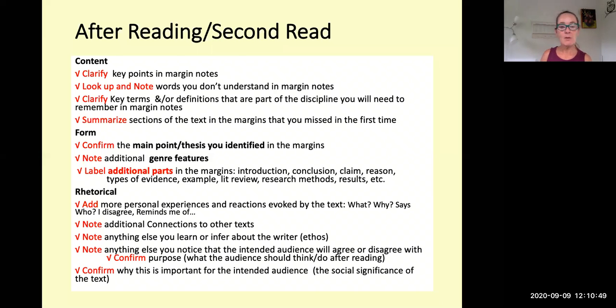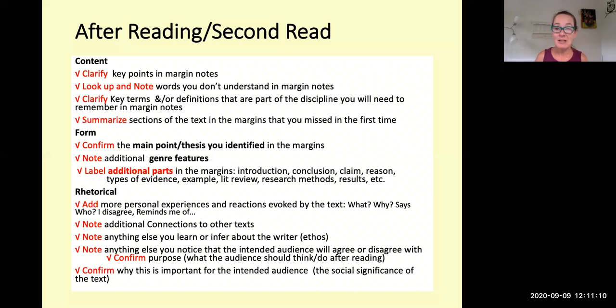Second read through for form, confirm the main point or thesis that you identified, note any additional genre features that you notice, and label any additional parts that you notice. And then finally, for rhetorical annotations in the second read, add more personal experiences and reactions evoked by the text.